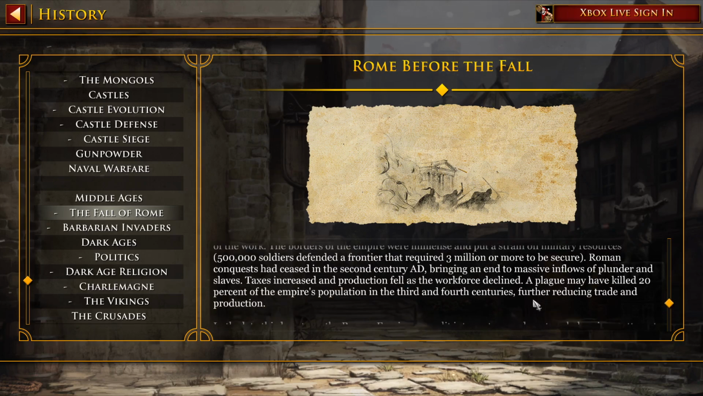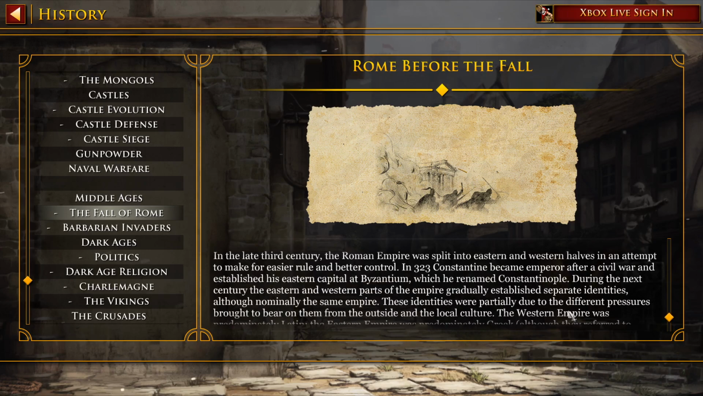Roman conquest had ceased in the 2nd century AD, bringing an end to massive inflows of plunder and slaves. Taxes increased, and production fell as the workforce declined. A plague may have killed 20% of the empire's population in the 3rd and 4th centuries, further reducing trade and production.